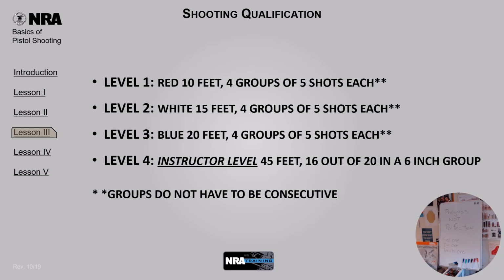Once we are done, we're going to do our shooting qualifications for today. We are just going to do level 1, red at 10 feet, 4 groups of 5 shots each. In my class, first things first, we will be taking revolver, and we're going to go on 1 and 3. We're going to do 5 shots on number 1, and then 5 shots on number 3.